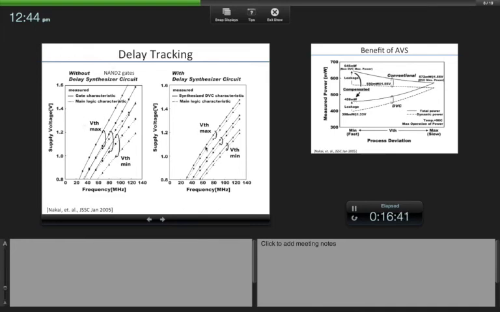And that margin is reduced if, instead of using just NAND2 gates, they have this mix of gates and wiring and so on. And they are able to mimic the delays much better.